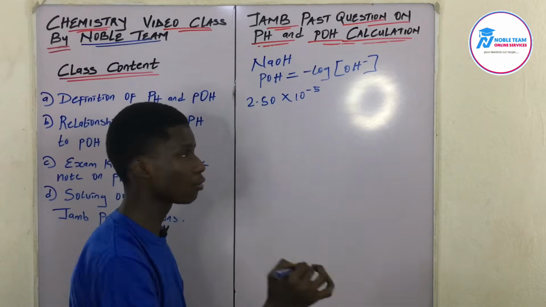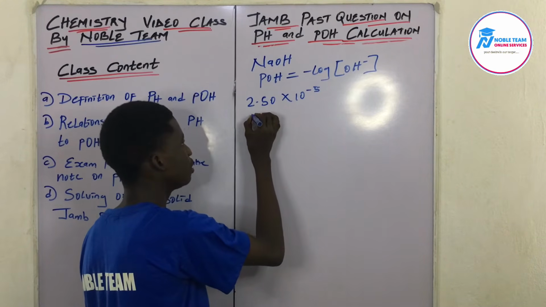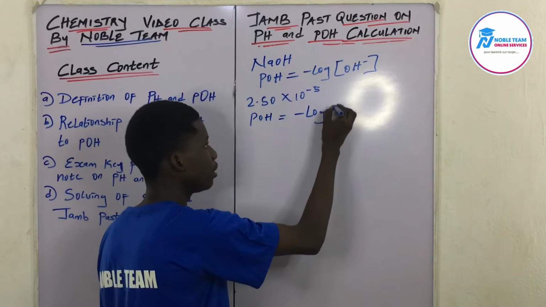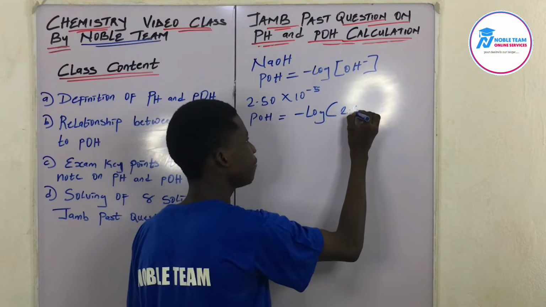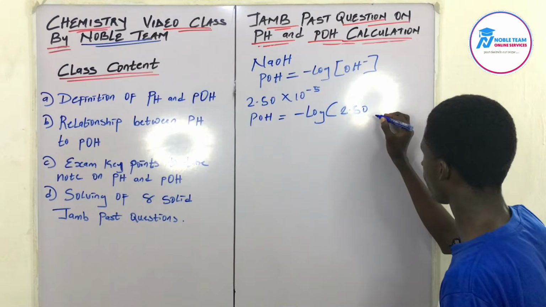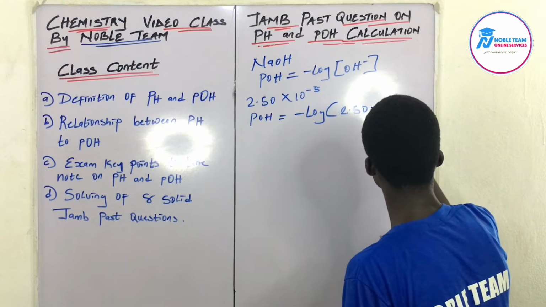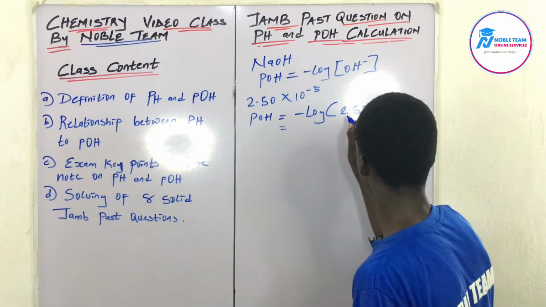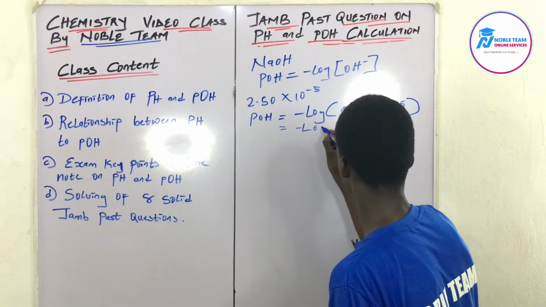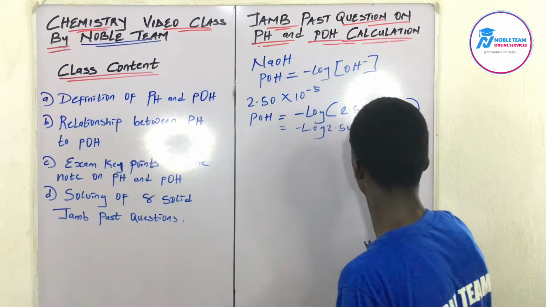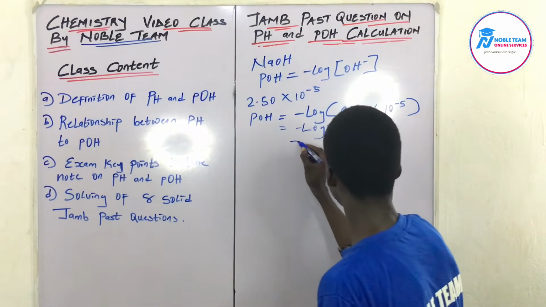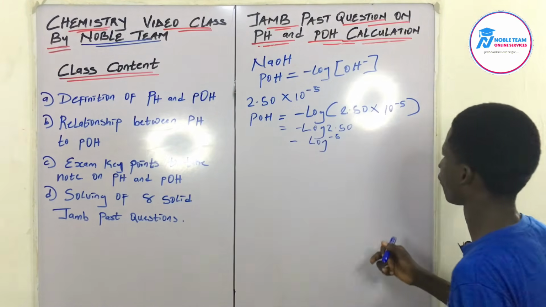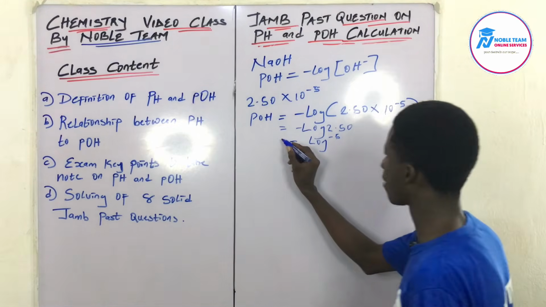Now, watch and see what I'm going to do. I'm going to be doing pOH is now equal to minus log into bracket 2.50. Understand this now. 2.50 times 10 raised to power minus 5. I'm going to be splitting it, which is going to be what? Minus log 2.50, yes, and what? Minus log 10 to the minus 5. Yes, it's minus 5.